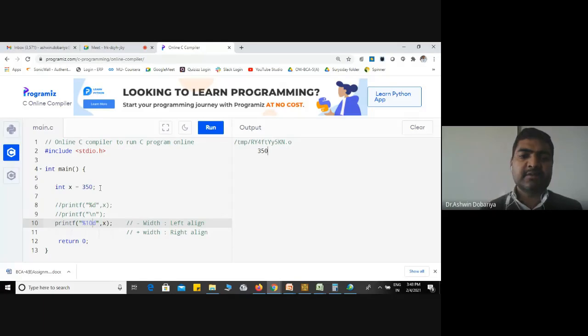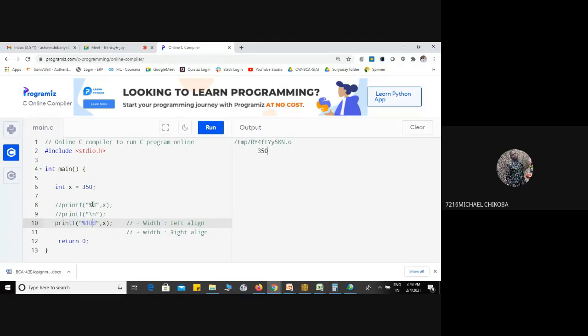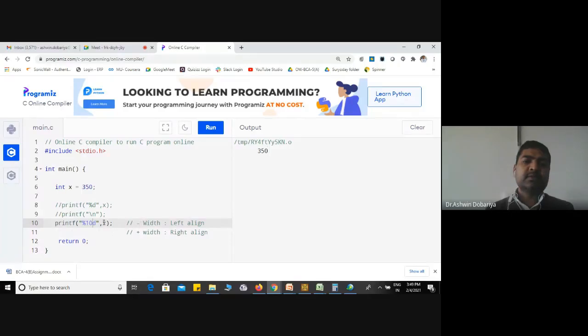Is it clear, all of you? Yes, sir. So only 2 things you have to remember. If width is negative, then data will be displayed on the left side. And if width is positive, then data will be displayed on the right hand side. Now you give me an answer. If my data is 350 and if I mention a smaller width, what will happen? Now you give me the answer.